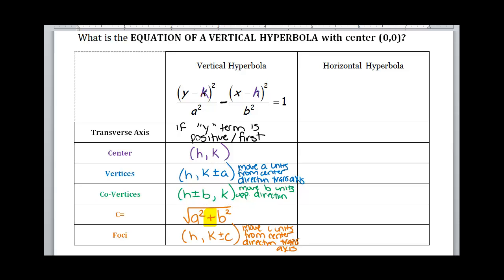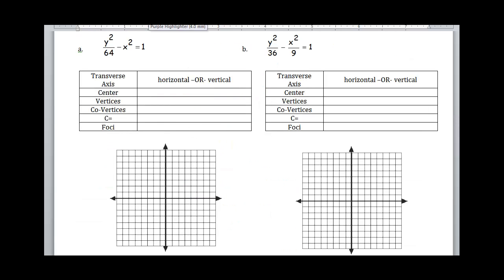Now that we've defined everything, let's do a few examples below. First thing that I'm going to notice is that y is the first term and the positive term in both examples A and B, meaning that these have vertical transverse axes. Next, I would note that this isn't written the way that we have it defined above, so I would probably rewrite it.